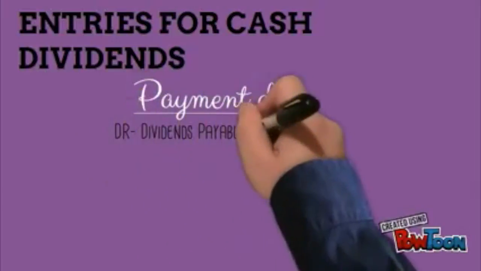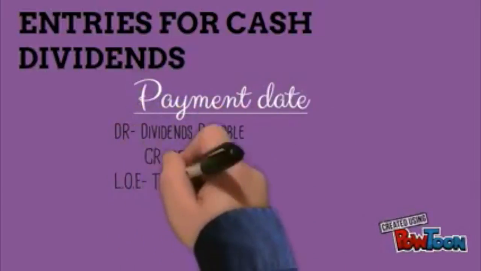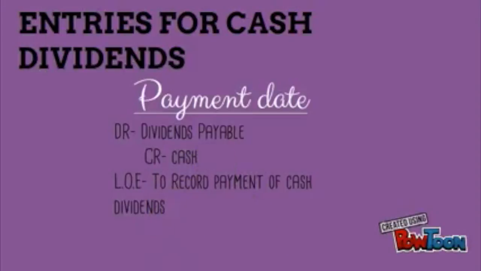Payment date. You must debit dividends payable, credit cash, and for your line of explanation, to record payment of cash dividends. Remember to allocate cash dividends between preferred and common shares.